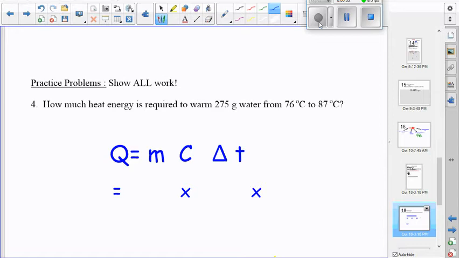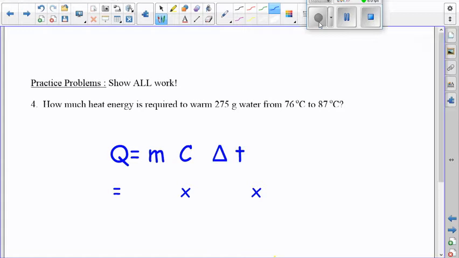You think it's Q? Why do you think that? He's right, it is Q. What lets you know it's Q? It's asking for heat energy, and that's definitely a Q. So that means we must be given, in some way, the M, the C, and the delta T. It's the only way we can figure this out.